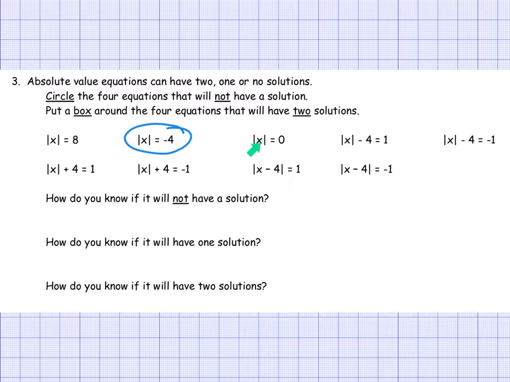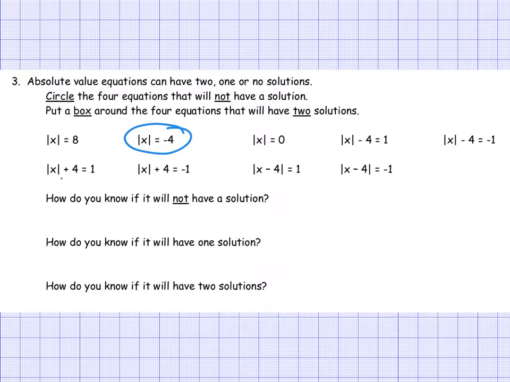As I go across the row, absolute value of x equals 0. That actually just has one solution because it's just 0. Here we have the absolute value of x minus 4 equals 1. To get that x alone, we'd have to add the 4 to both sides, which would make this a positive, so that one has solutions. Same thing with this one, I'd have to add the 4 to both sides, so I have absolute value of x equals 3. Over here, I have absolute value of x plus 4 equals 1.